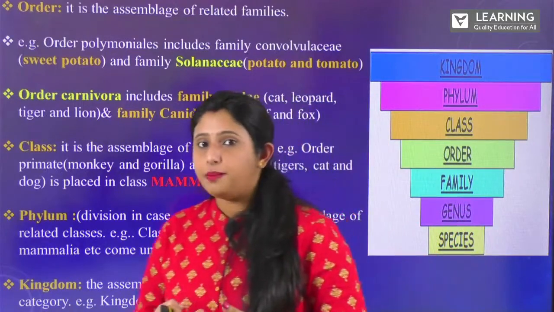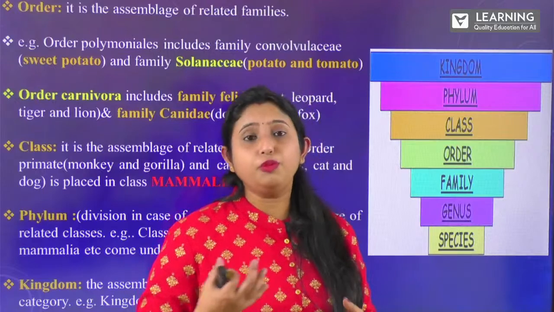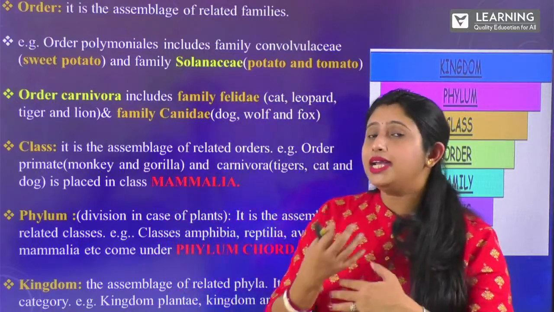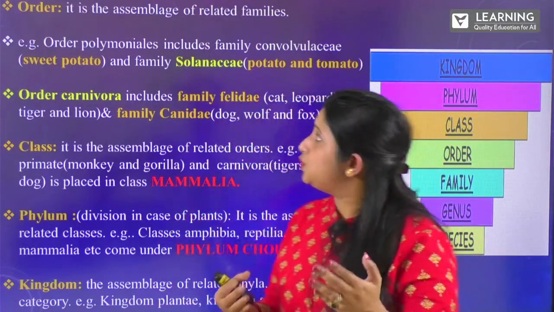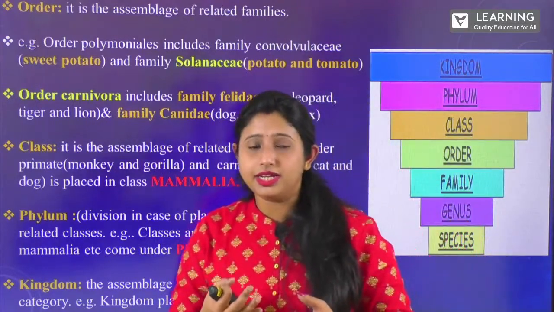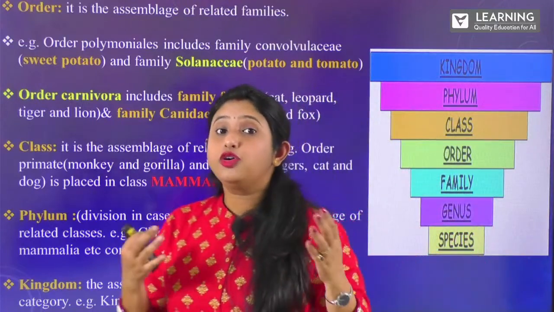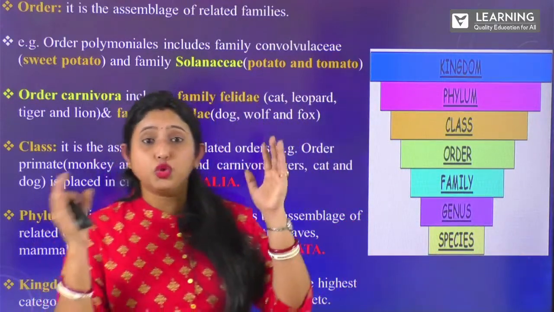Similarly, after family is your order. So order is the same only. It is grouping the family together and classifying them. So what is it? It is the assemblage of related families. Clear? It is the assemblage of your related families. That is grouping the families together.